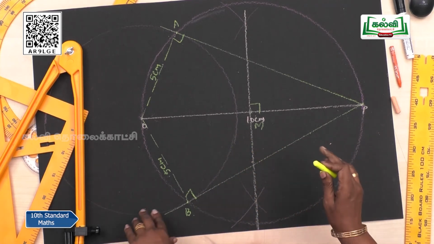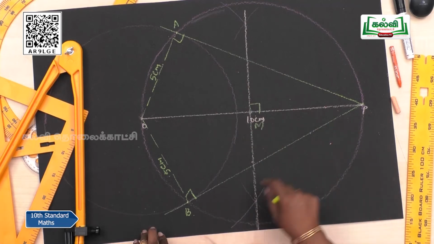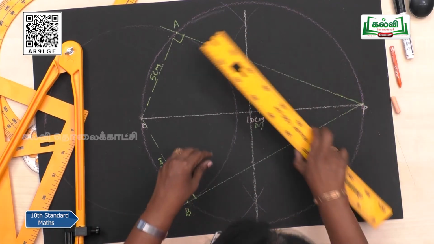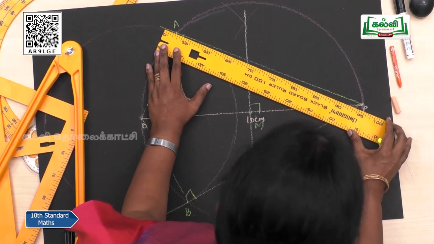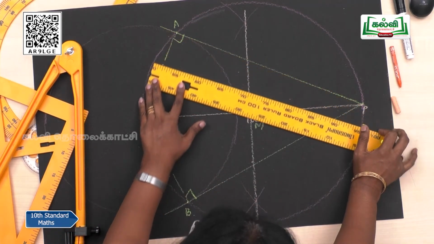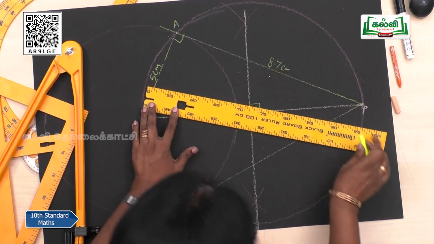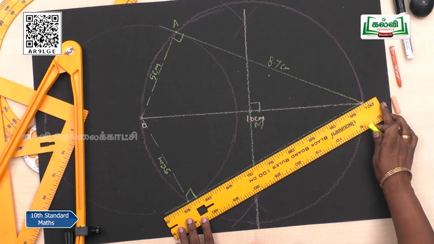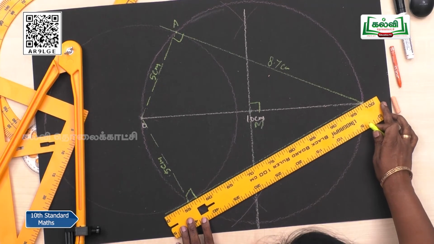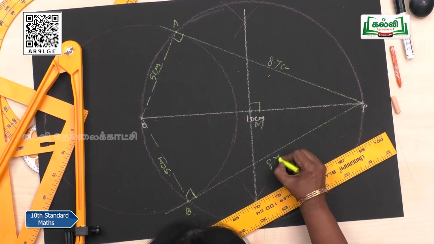Now, the last part is you are going to measure PA and PB. Now we will measure how much it comes. This is 8.7 centimeter. Now I will write 8.7 centimeter here. You can measure and check also. This is also 8.7 only. Okay. So now I will write 8.7.